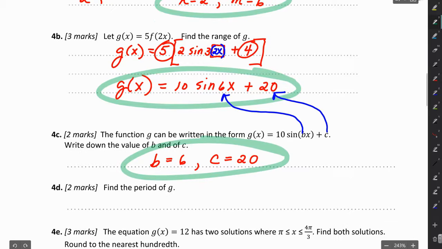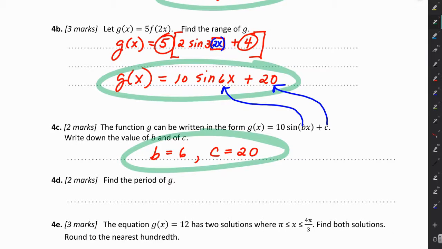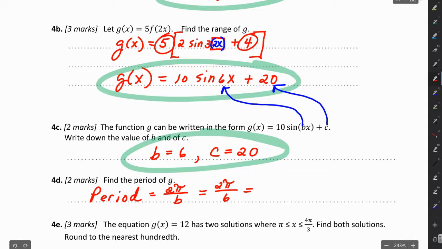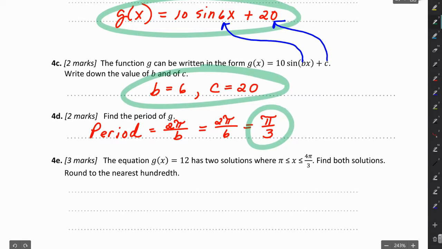Find the period of g. Well, this is a sine function. The period of a sine function is 2 pi over b. We know that b is 6, so the period of this function is pi over 3. And last part, letter E, the equation g of x is equal to 12. It has 2 solutions between pi and 4 pi over 3. Find both solutions, round to the nearest hundredth.